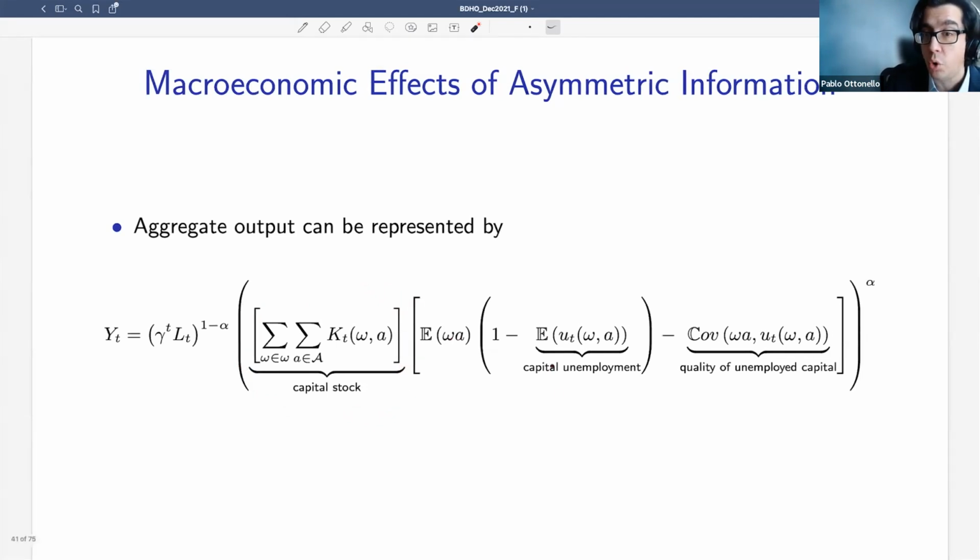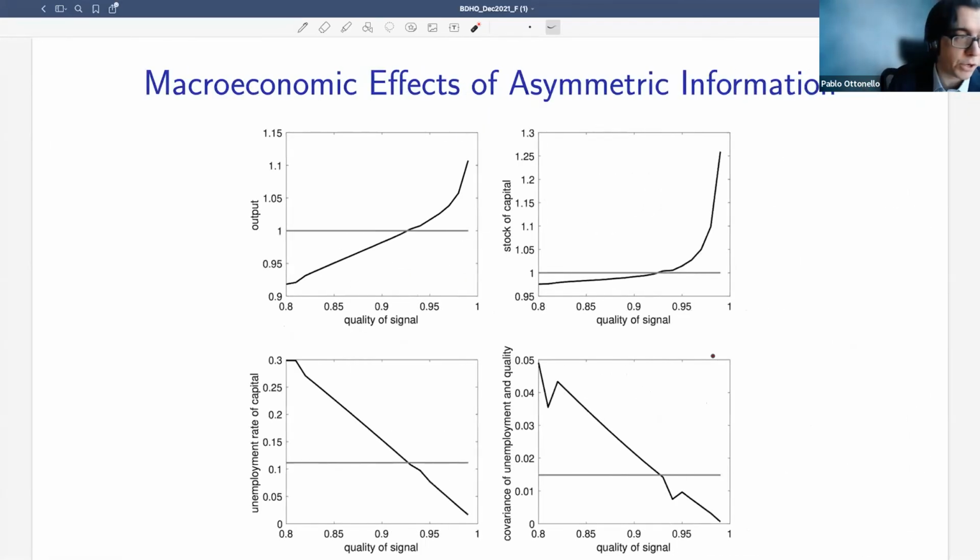The second component has to do with the capital employment rate in the economy. Okay, what's the share of units of capital that end up being used in production, and that as a consequence provide capital services. And then there is a third term that refers to the quality of employed capital, which is a covariance between the capital services that an individual unit provides and the employment rate that those units have. Okay, and this is a measure of the quality of the employed capital that you observe.